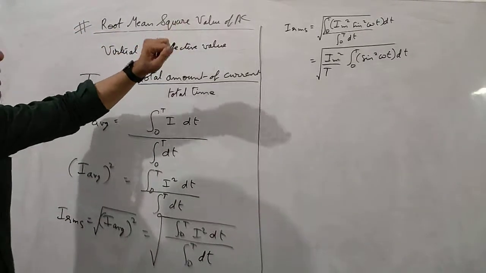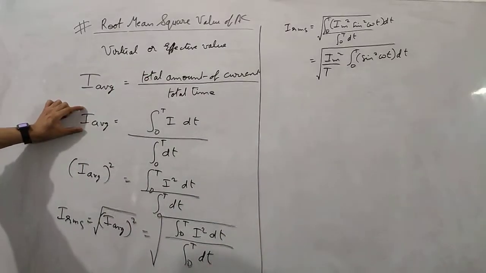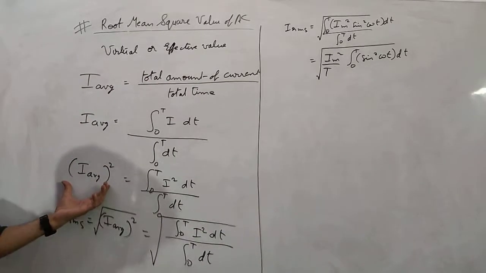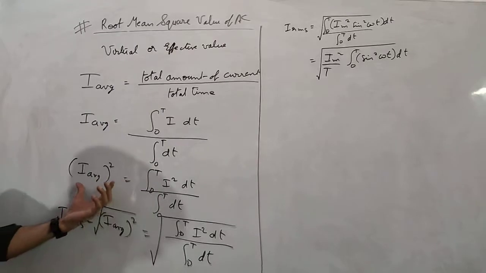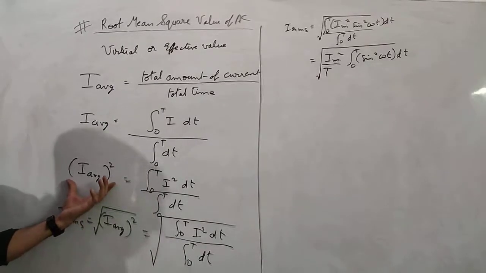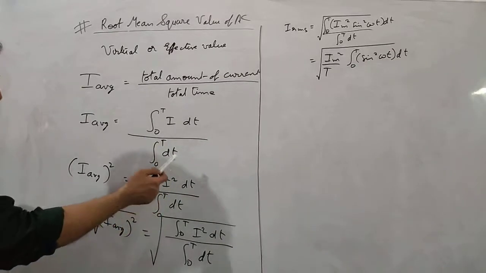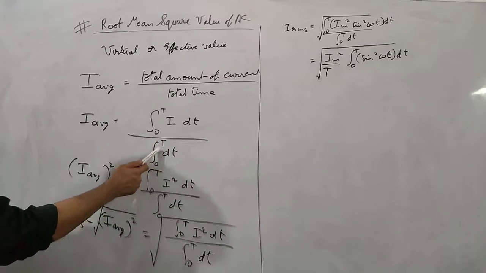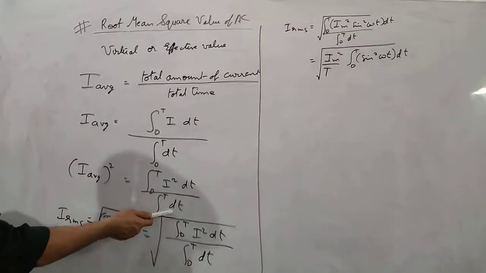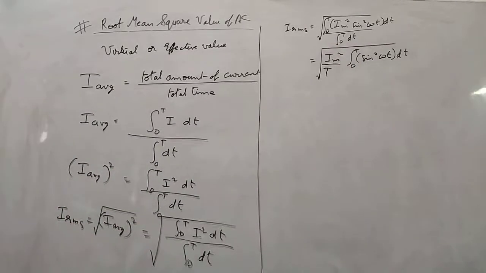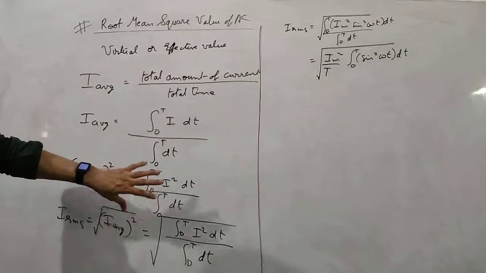Now come to the square part. Square means square of this mean. So we square on both sides. If we have I average squared on the LHS, then on the RHS the numerator will become I squared from I. In the denominator we have 1 here, and the square of 1 is 1, so there is no change in the denominator. This is the mean square part.